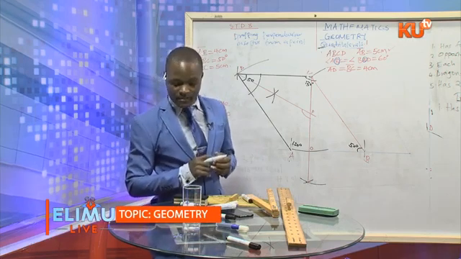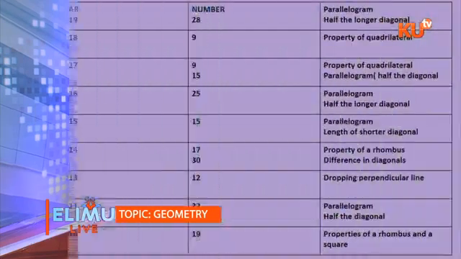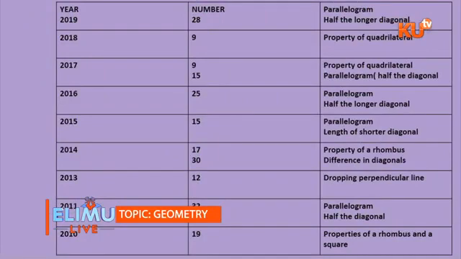Then in 2017, it was number 15, whereby you are expected to draw a parallelogram. After drawing a parallelogram, you are asked to find half the diagonal. And then in 2016, it was number 25. This was also about a parallelogram. You are just asked to find half the diagonal.